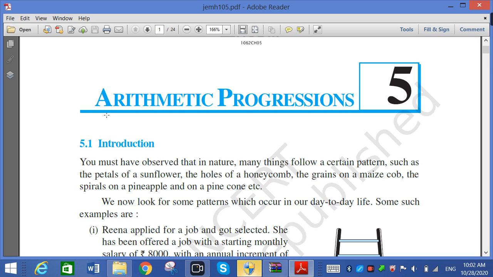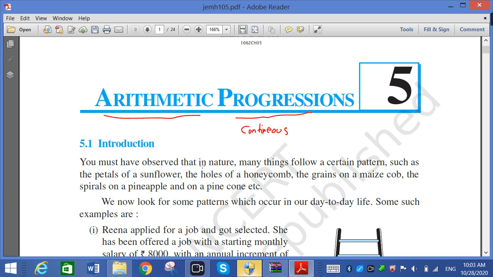First of all, we have to understand the meaning of arithmetic and progression. Progression means continuous, and arithmetic means number. When numbers continue in a fixed pattern, we can say arithmetic progression. In our daily life we can see some examples related to patterns.